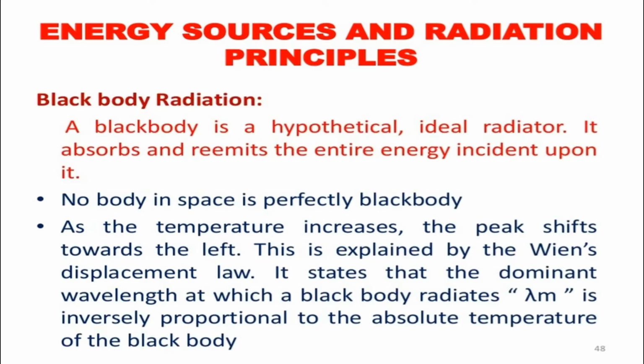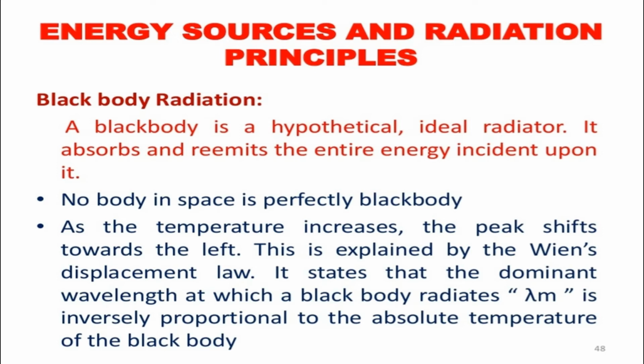Now we are discussing black body radiation. A black body is a hypothetical ideal radiator. It absorbs and re-emits the entire energy incident upon it. Generally, in practical cases, no body in space is a perfect black body. Some amount of energy can always be reflected.